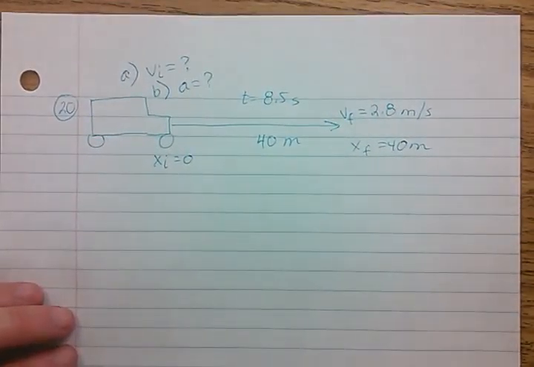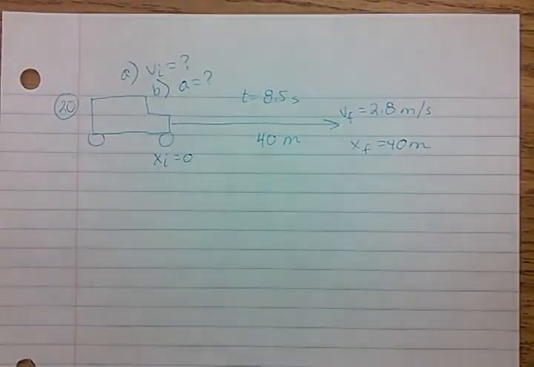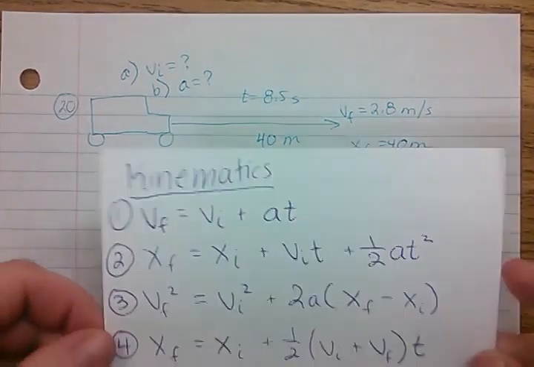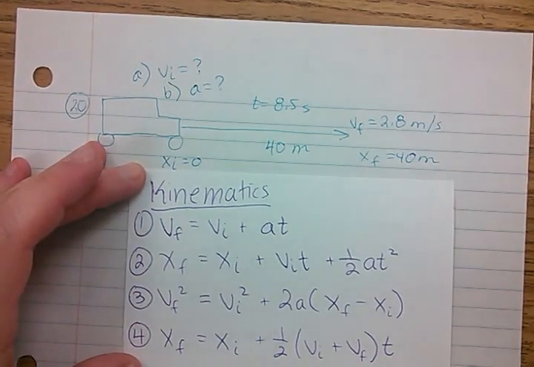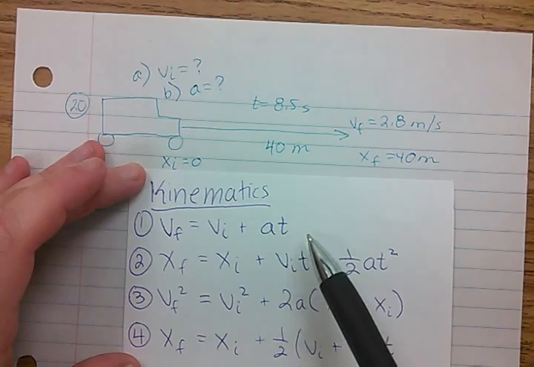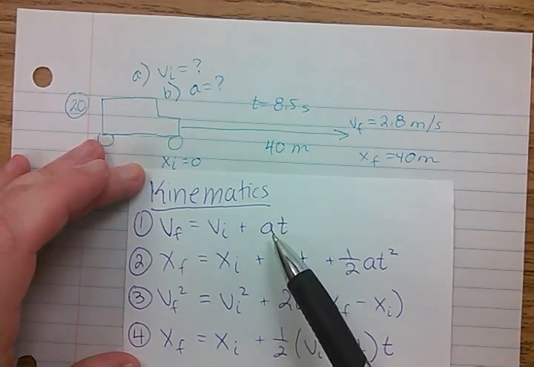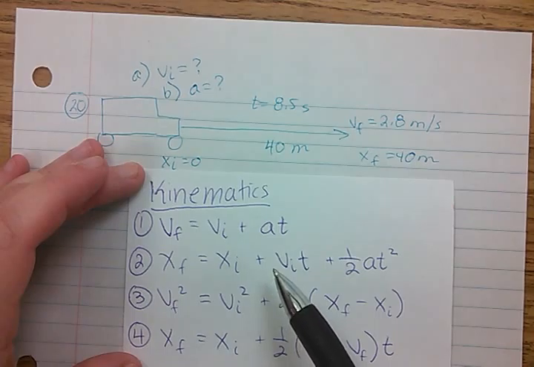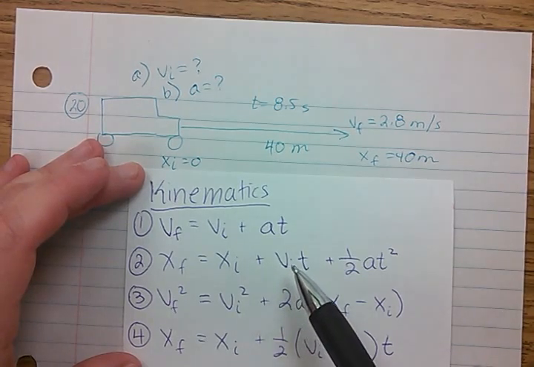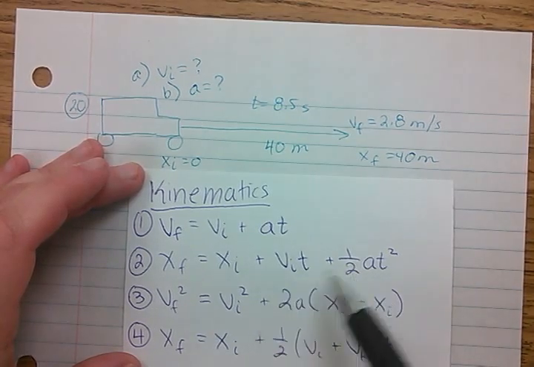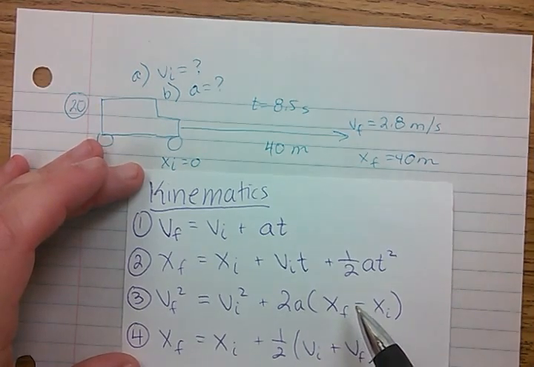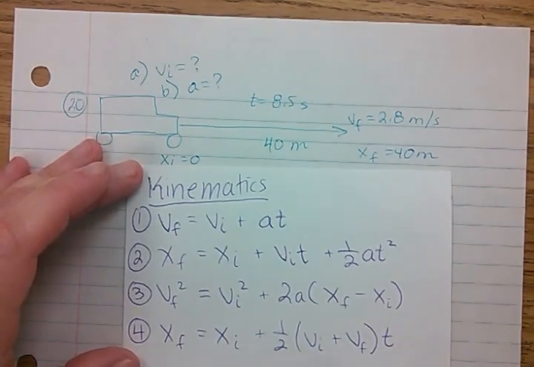Which equation should we use for part A? Which kinematic? Well, we don't want to use kinematic number 1 because we don't have the acceleration. We don't want to use kinematic 2 because we don't have the initial velocity or the acceleration. So this would have too many unknowns. We don't want to use equation number 3 for the same reason. It looks like we should be using equation number 4.